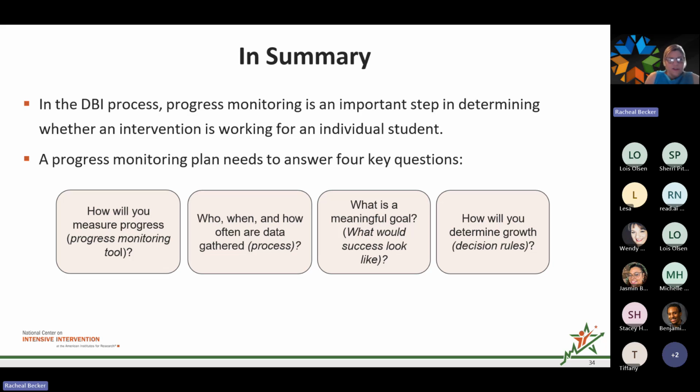In summary, the DBI process, progress monitoring, is an important step in determining whether an intervention is working for an individual student. A progress monitoring plan needs to answer 4 key questions. How will you measure the progress? Who, when, and how often are the data collected? What is the meaningful goal? So what would success look like? And how would you determine growth? It is an ongoing process, and it really is helpful at driving that individualized instruction.